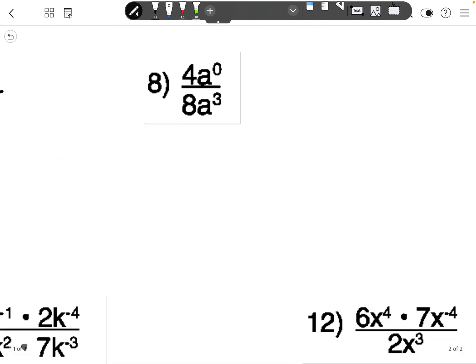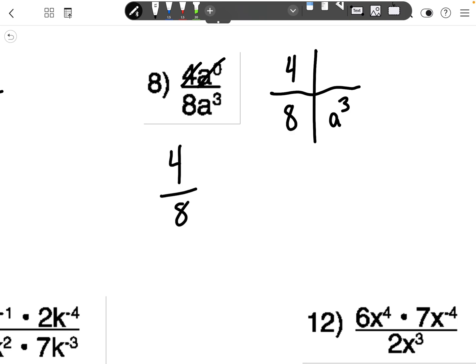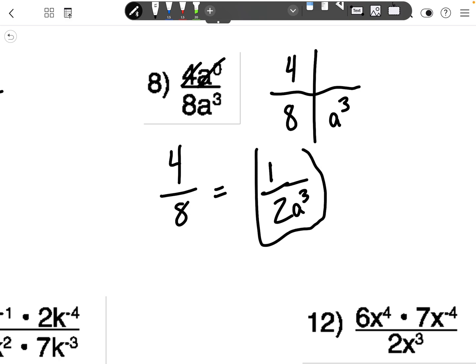Next one, we're going to do a chart again. Some numbers, 4 over 8. A to the 0, I'm just going to pretend like it's not even there. And then just write my a to the third on the bottom. So if I look at my numbers first, 4 over 8, well, if I just had 4 over 8 without anything else, I would know that equals 1/2. And I have a to the third power on the bottom. So wherever my variable is with the exponents is where I'm going to write it in my answer.